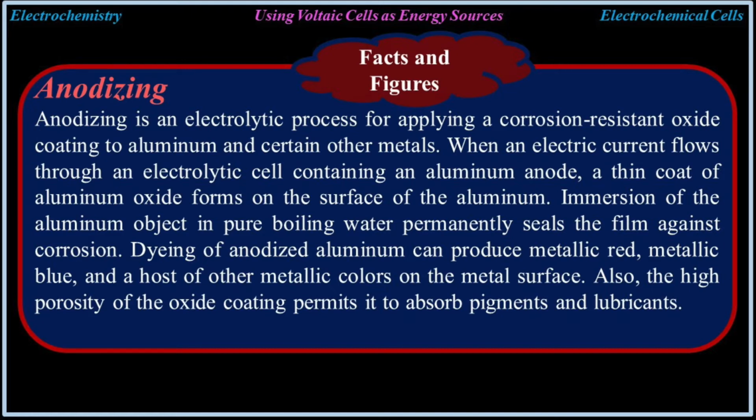Dyeing of anodized aluminum can produce metallic red, metallic blue, and a host of other metallic colors on the metal surface. Also, the high porosity of the oxide coating permits it to absorb pigments and lubricants. Fascinating. Anodizing.